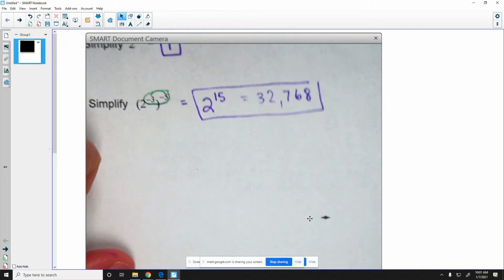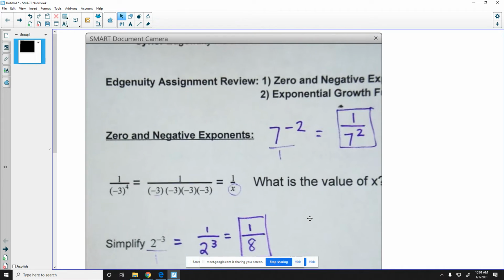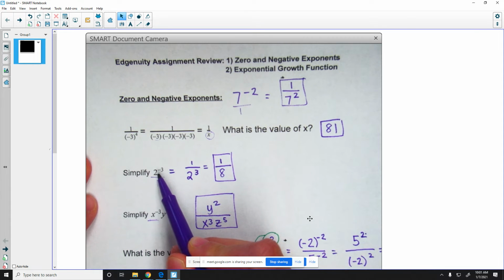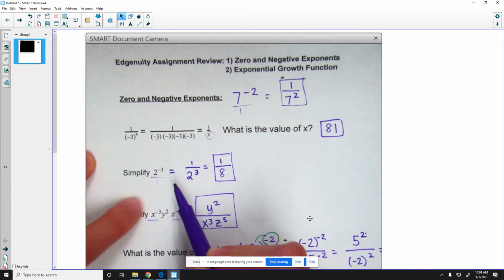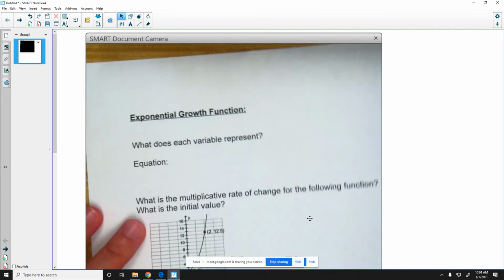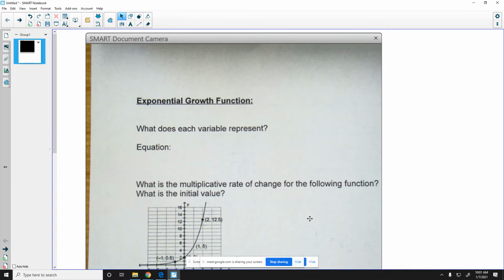Okay, so that's the first Edgenuity assignment you're going to do. 10 questions. Any questions with that? The biggest thing to remember, guys, is if you see a negative exponent, you have to flip it, okay? If you leave it as a negative exponent, that is not simplified. You can't leave anything with a negative exponent. It's not simplified. Okay, let's go to the back side then.